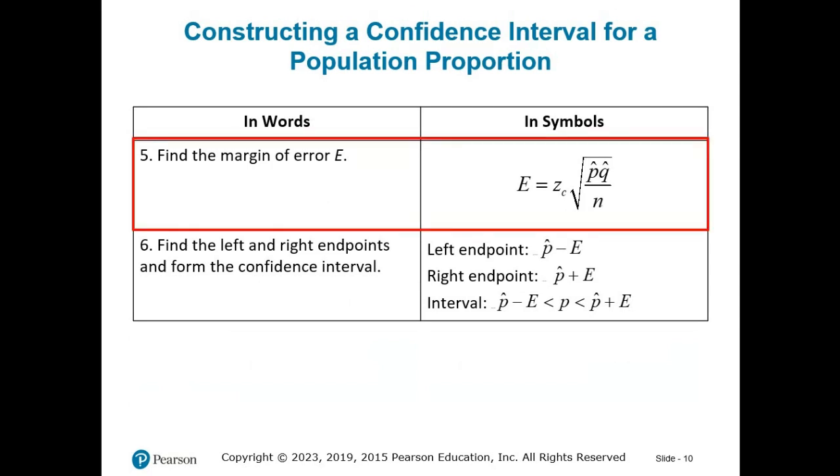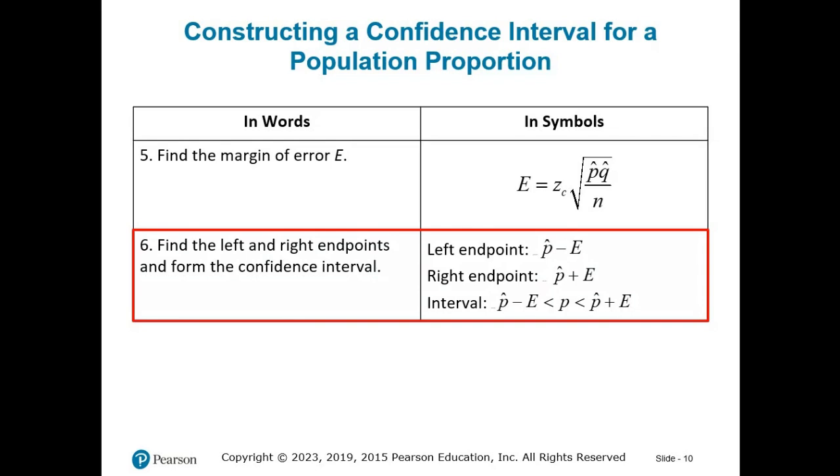You will use this formula for that. You'll need to use the complement formula to find q hat, and then be very careful of parentheses and how you enter the numbers in your calculator. I'll go over an example of that in a little bit. Lastly, find the left and right endpoints by subtracting e from p hat and adding e to p hat to get your lower and upper bounds to create your confidence interval.